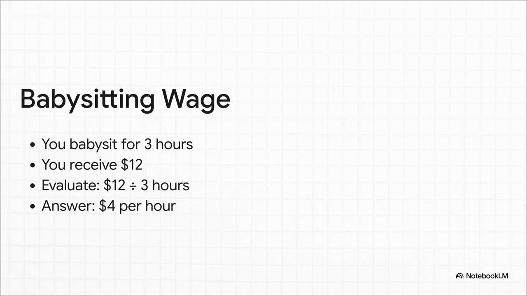Say you babysit for 3 hours and receive $12 total. How do we find your hourly rate? Well, by translating those English words into a simple division expression: $12 divided by 3 hours. We can quickly evaluate the numbers and reveal an hourly wage of $4. Boom! Math just helped us define exactly what our time is worth.